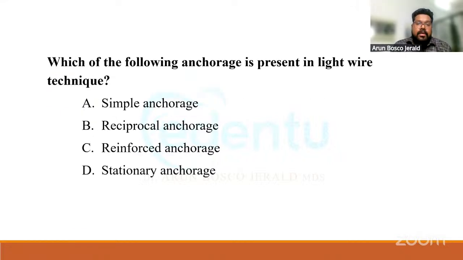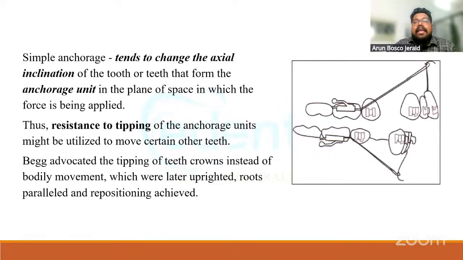See this question. Which of the following anchorages is present in the light wire technique? Now you have to know what this light wire technique is. For this, you have to thoroughly read the fixed appliance techniques. The light wire technique is actually another name for Begg's appliance. It is a fixed orthodontic appliance put forward by Raymond Begg. In Begg's technique, these are the Begg brackets, and this is the Begg's molar tooth.